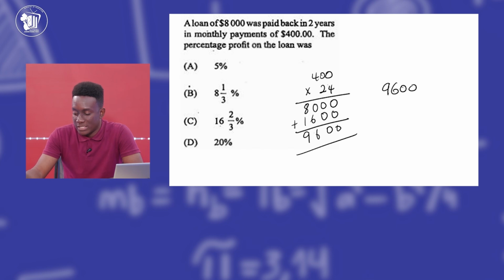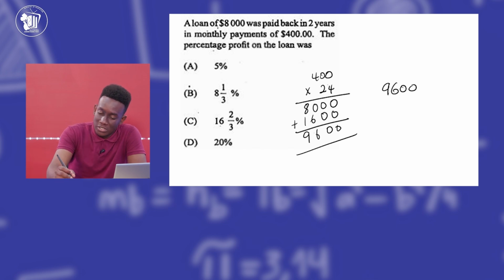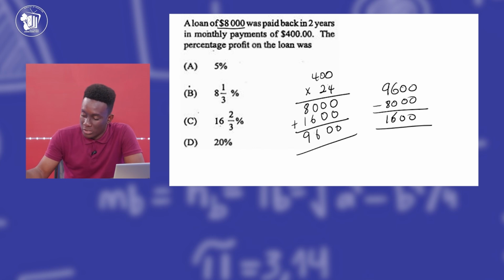So they want to know what was the percentage profit on the loan. So what we can do, we see that this is the total amount that was paid, and we saw that the loan was 8,000. So we subtract 8,000 from this here, and we'll get a total of 1,600. So this is the extra money that was paid. So the profit on the loan was, so we can say 1,600 over 8,000, which was the initial loan, multiplied by 100, and this will give us the percentage.